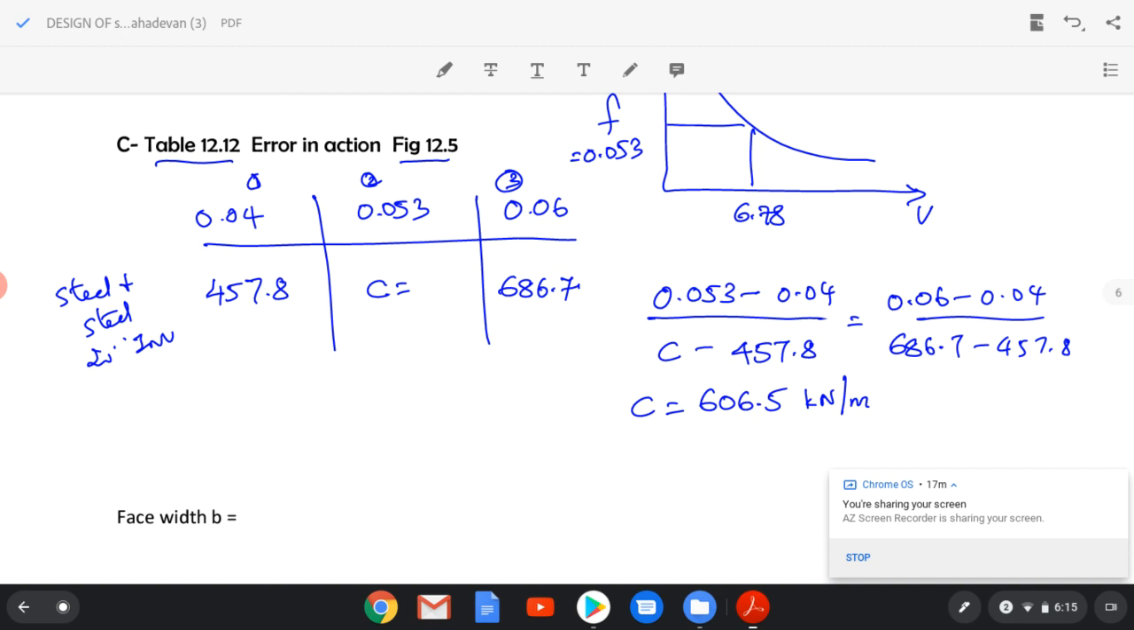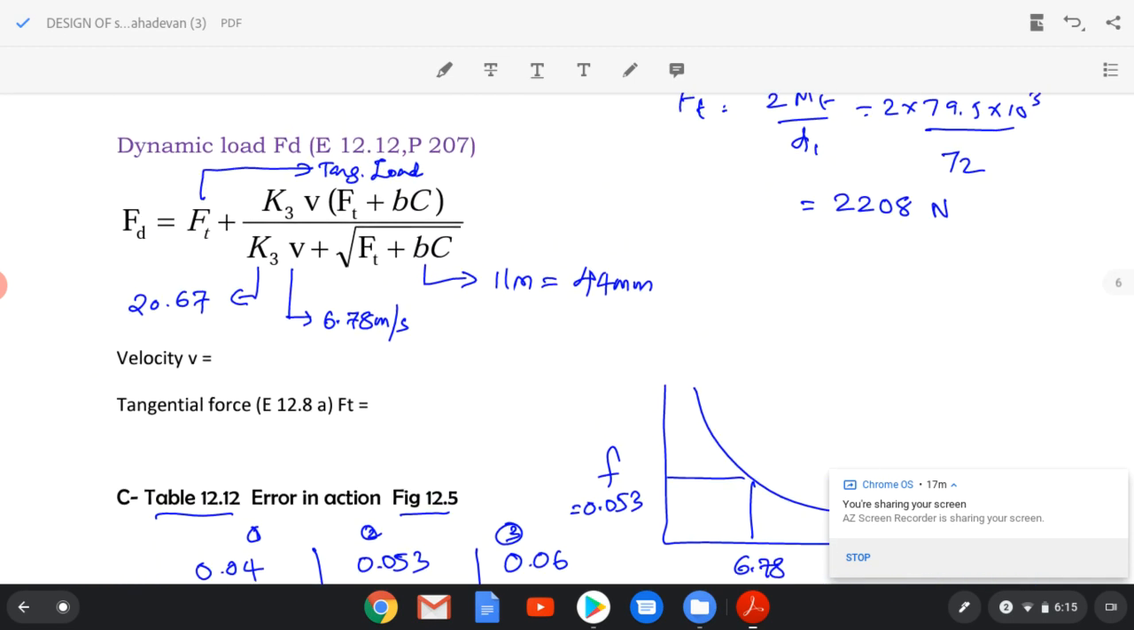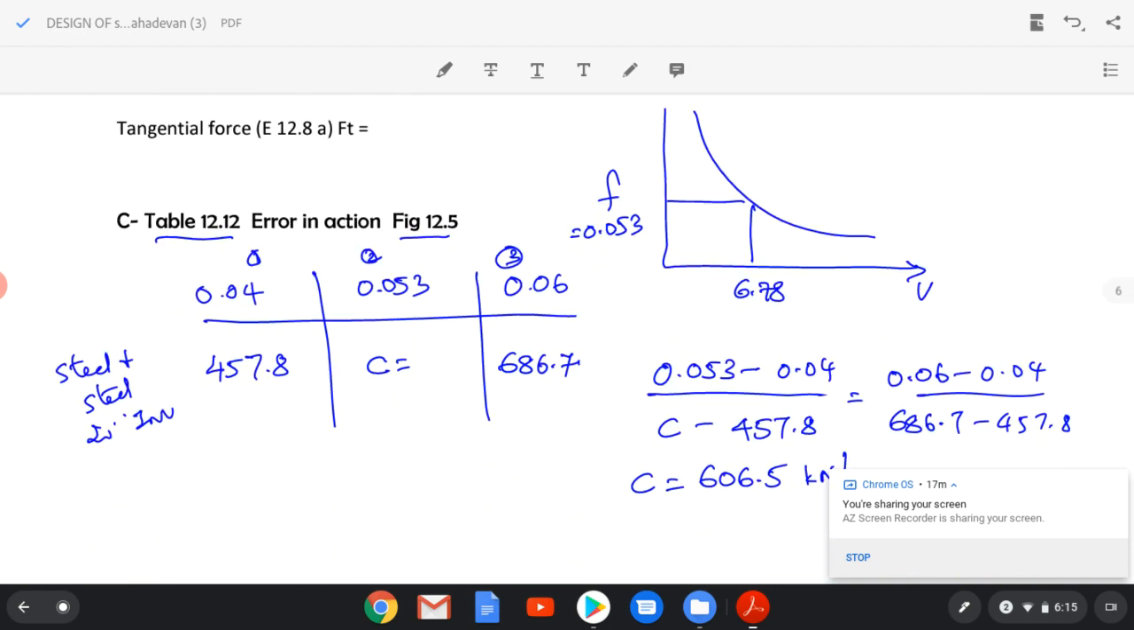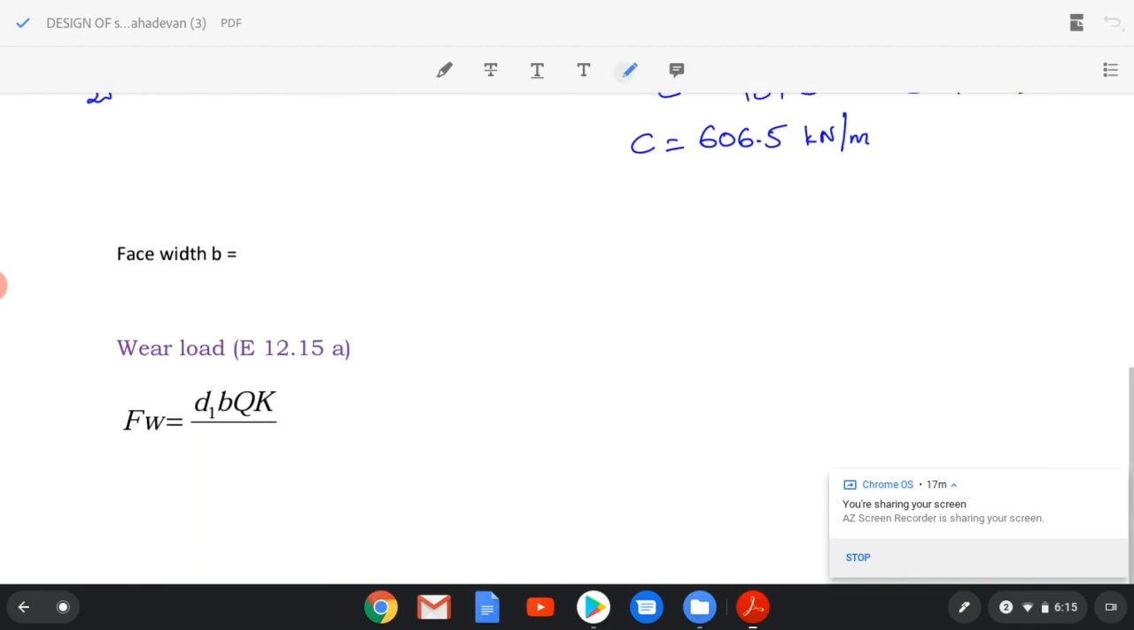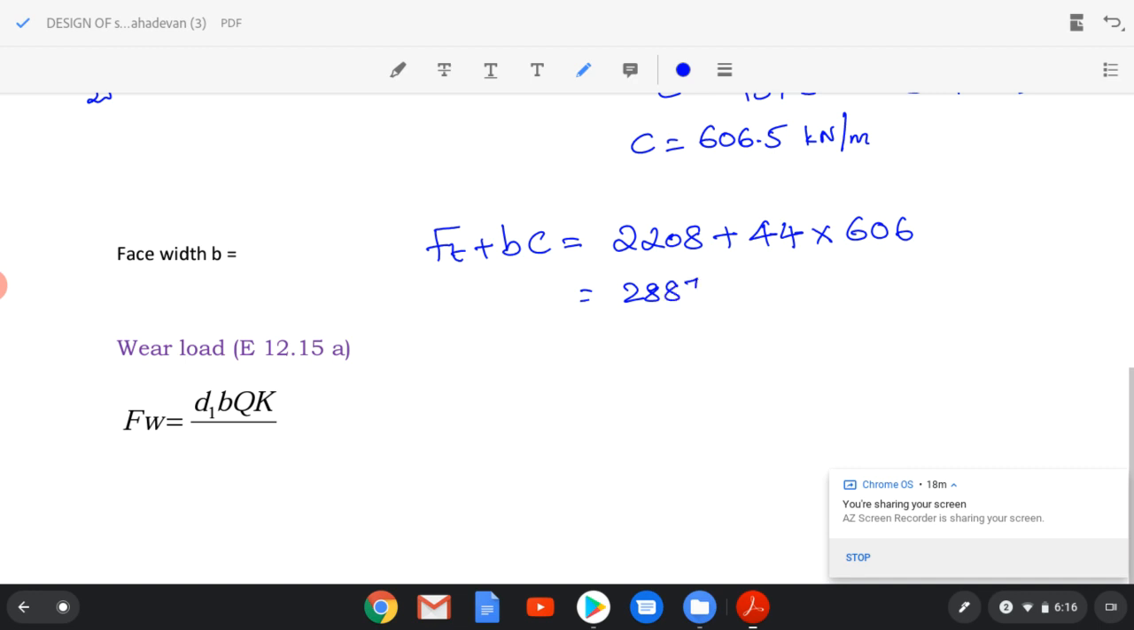Now we will substitute all these values. From the equation we can see that Ft plus BC is a common term. So we can find first Ft plus BC. Ft plus BC equal to 2208 plus B equal to 44 mm into 606.5. That value comes to 28,872.